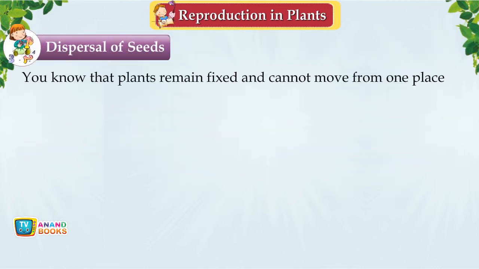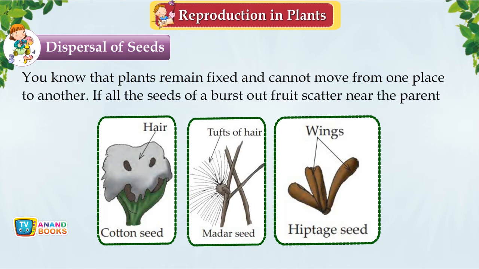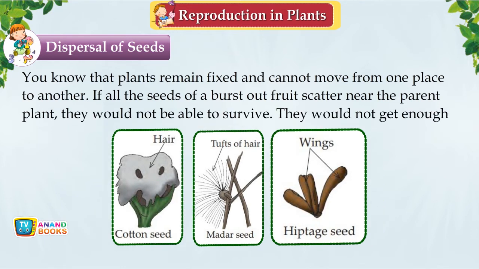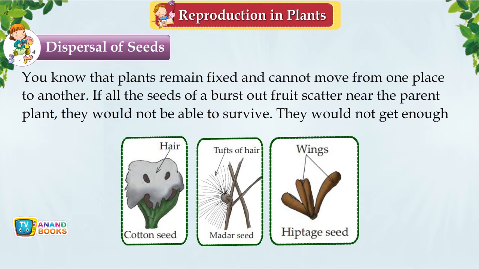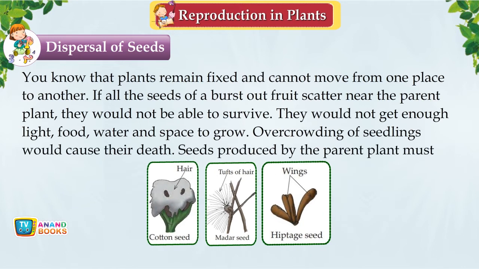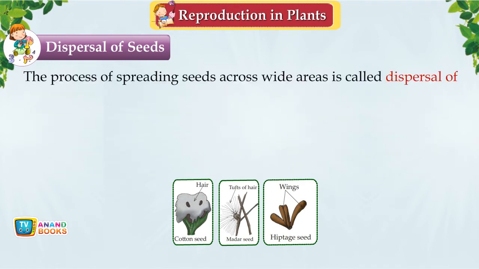Dispersal of seeds. You know that plants remain fixed and cannot move from one place to another. If all the seeds of a burst-out fruit scatter near the parent plant, they would not be able to survive. They would not get enough light, food, water and space to grow. Overcrowding of seedlings would cause their death. Seeds produced by the parent plant must spread far and wide for them to grow well into new plants. The process of spreading seeds across wide areas is called dispersal of seeds.